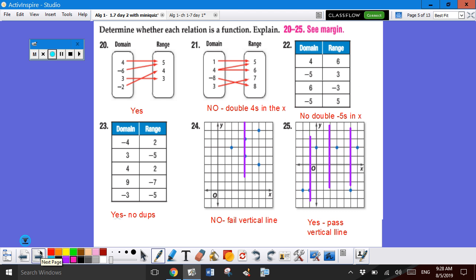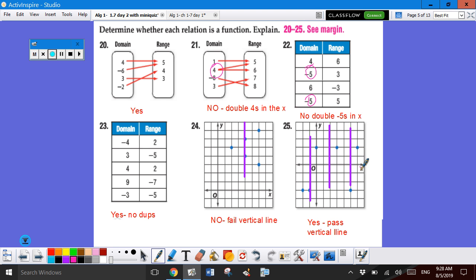All right, checking homework. So 20 is a yes, 21 is a no because there's double 4s. Notice how you have that double right there. 22 is a no, you have duplicates in the -5s. 23 is a yes, there's no duplication. 24 is a no, I can draw a vertical line right there. And 25 is a yes, because no matter where I draw the vertical line, I'm good.